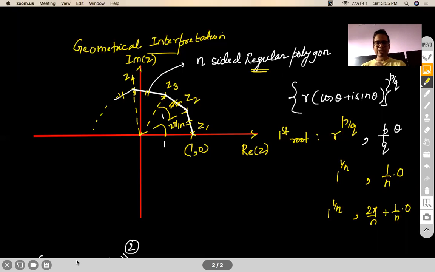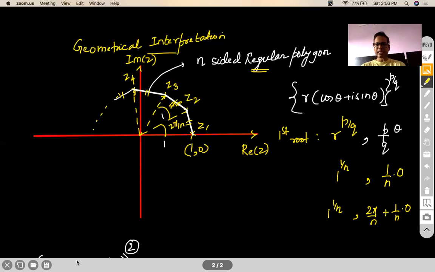Are you getting my point? So a lot of questions can be framed on this. For example, you may be asked what is the side length of the regular polygon which you obtain by connecting the nth roots of unity. You may be asked the area of the polygon. You may be asked the radius of the circumscribing circle or the circumcircle. You may be asked the radius of the incircle. So many questions can be framed on this, so you should be ready with this particular aspect.